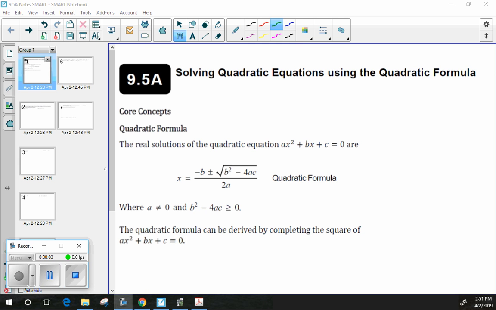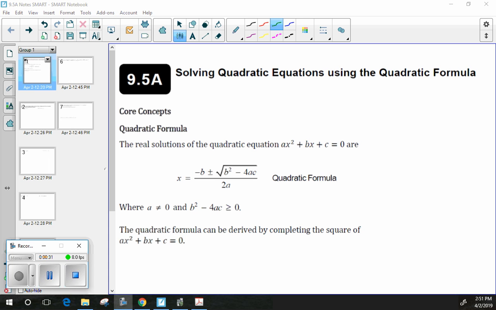Okay, so in lesson 9.5, we're going to learn the fifth and final method for solving quadratics, which is the quadratic formula. Just a quick recap, you've learned how to solve by graphing, by factoring, by square root, by completing the square, and today you learned the quadratic formula, okay? And to bring it all together, not only are we learning how to use the quadratic formula to solve quadratics, but now you pretty much have all the tools in your tool belt.